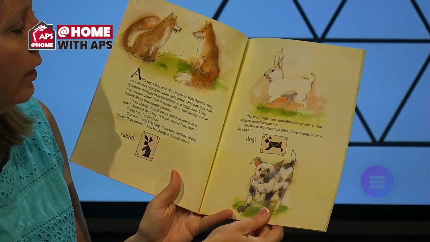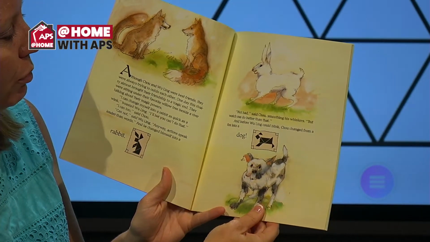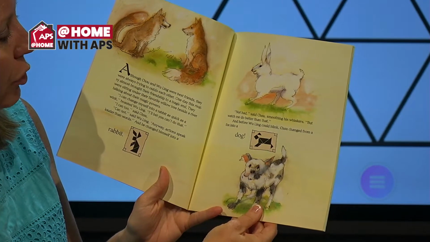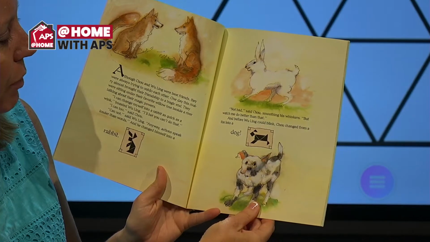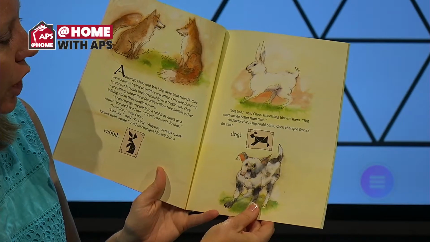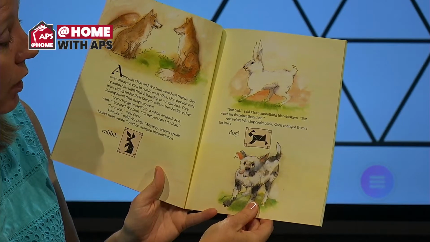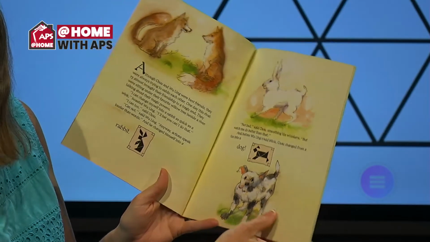"Not bad," said Chow, smoothing his whiskers, "but watch me do better than that." And before Wu Ling could blink, Chow changed from a fox into a dog.